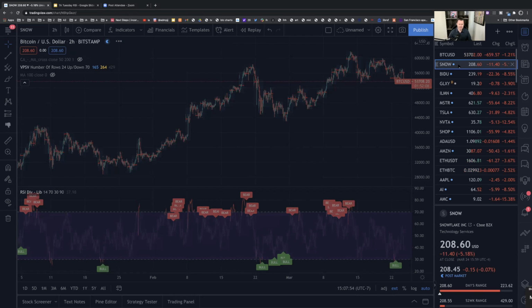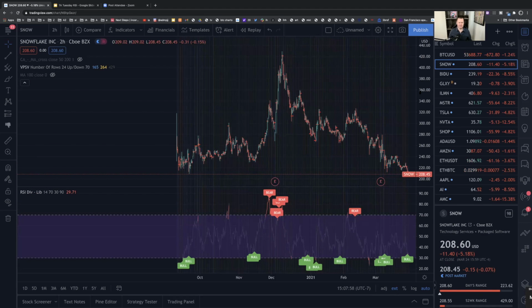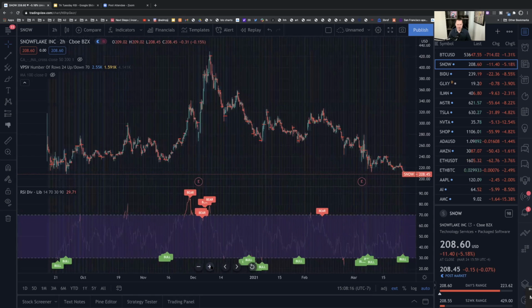Now let's look at Snowflake. Snowflake is one of the reasons why I wait on things like IPOs. You can see that this company has a pretty limited history, only going back to September 2020. But we are now below the IPO price. Let's zoom in a little bit and get a better feel for exactly what's going on here.